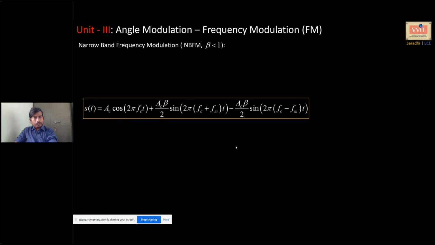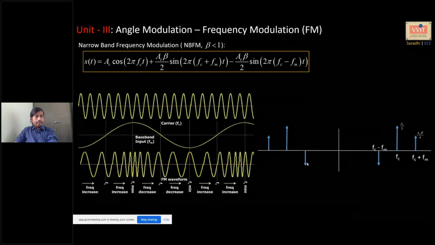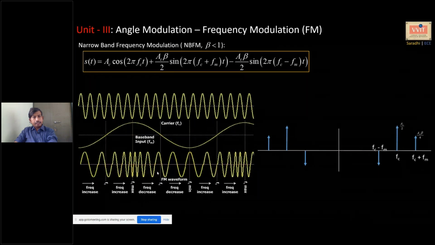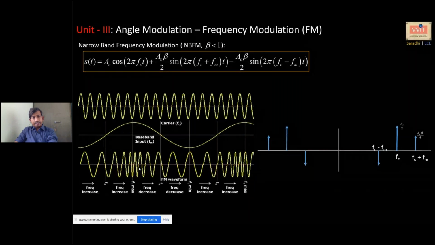Now we can see the time domain waveforms and the frequency domain spectra. This is the message signal, this is the carrier signal, and this is the narrowband FM signal. If you look at the FM, its envelope is constant, but its instantaneous frequency is changing. You can observe that as the amplitude of the message signal is increasing, the frequency, or number of oscillations or cycles, of the narrowband FM is also increasing. And as the amplitude is decreasing, the number of cycles per second is decreasing. These are the time domain waveforms.